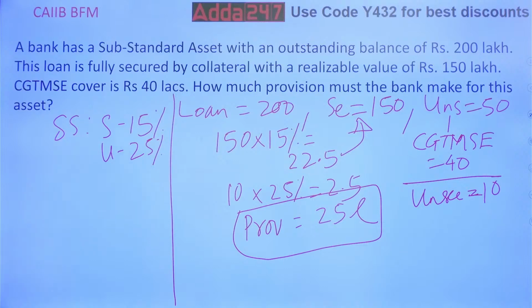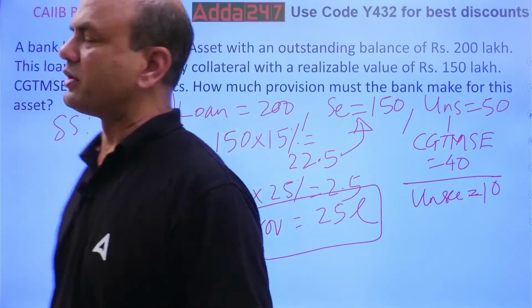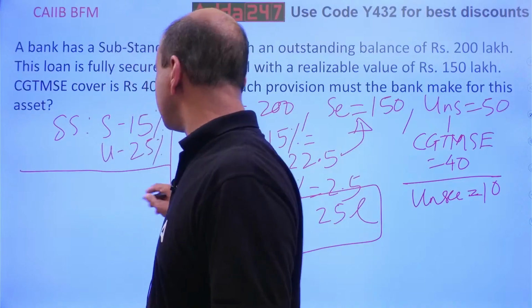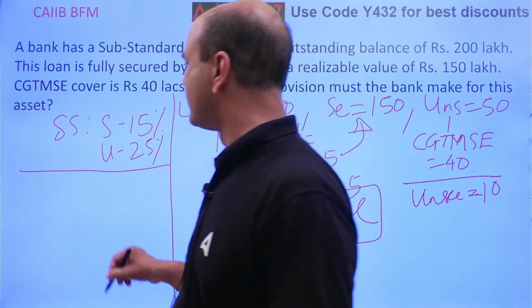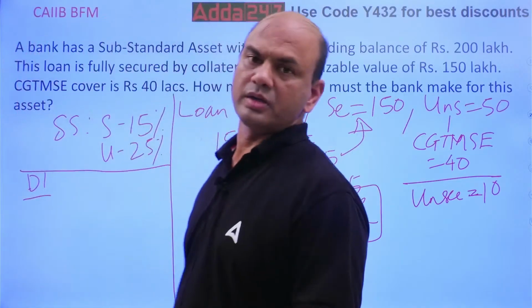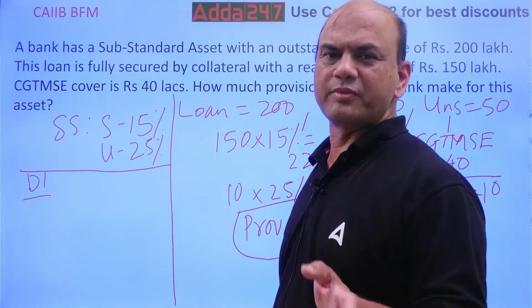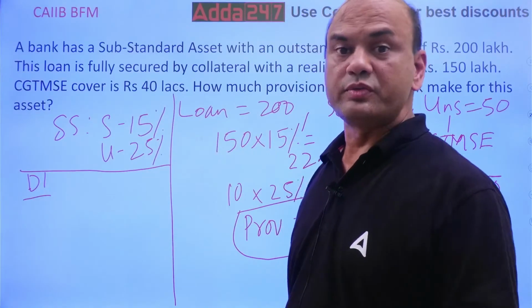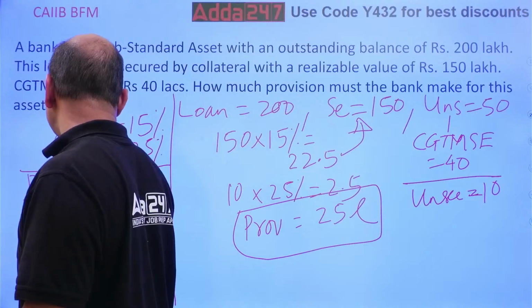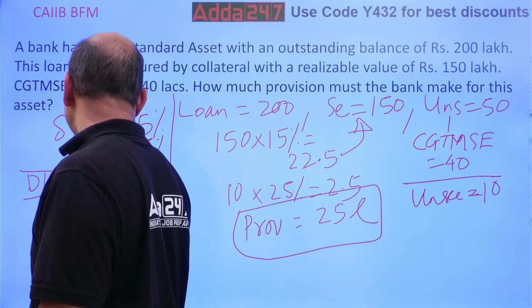Suppose I give you the same loan, let's say in doubtful one. Okay, let me calculate this. Now I'll just write the main parts. Doubtful one, D1. What is the provision for D1? Doubtful one means 1 year after substandard, so it is 25%. Secured is 25% and unsecured is 100%.